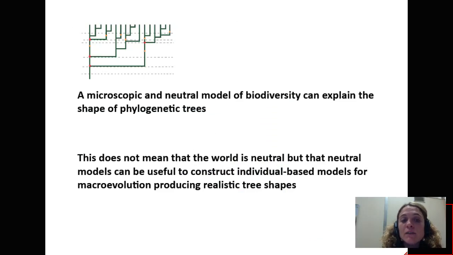So this is, I think, one of the first microscopic models that produces phylogenies, and where we're able to compute the likelihood of phylogenies arising from a microscopic model. We see that this model, which is completely neutral in terms of the demography of individuals, can explain the shape of phylogenetic trees, both branch lengths and imbalance. That doesn't mean that the world is neutral, but that these models are appropriate, at least to start building individual-based models for macroevolution, which I think is important if we want to start incorporating more ecological and evolutionary processes into these macroevolutionary models.